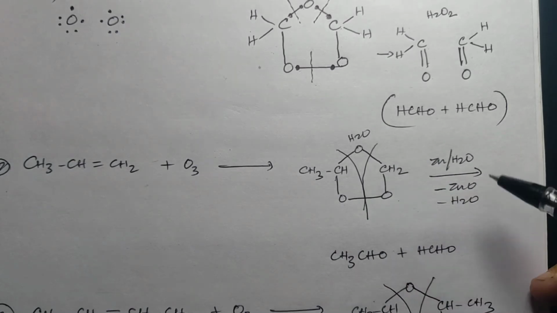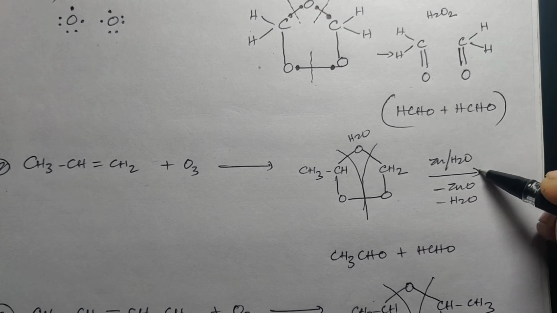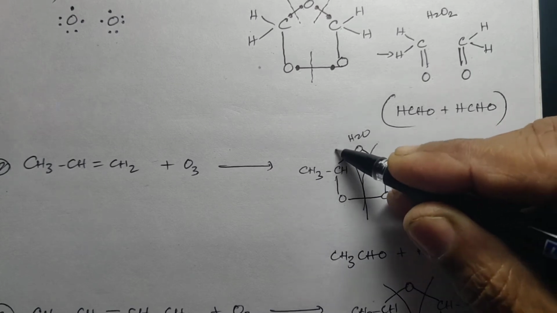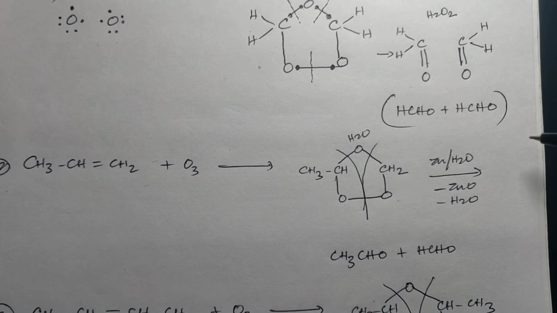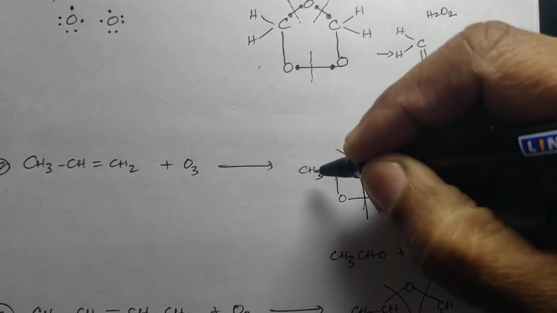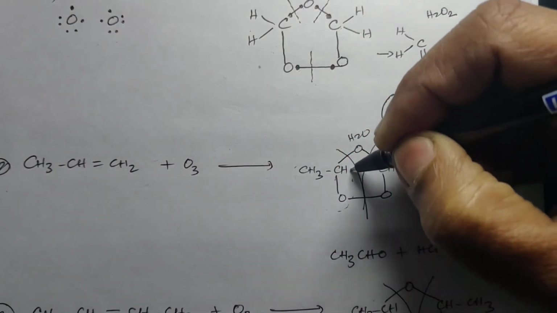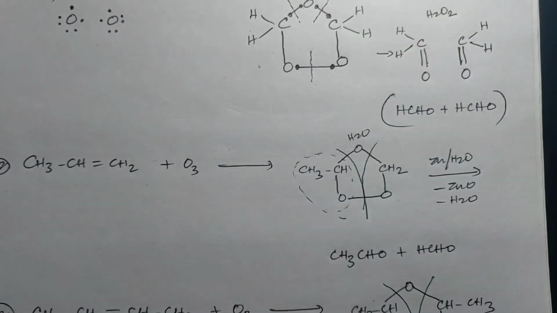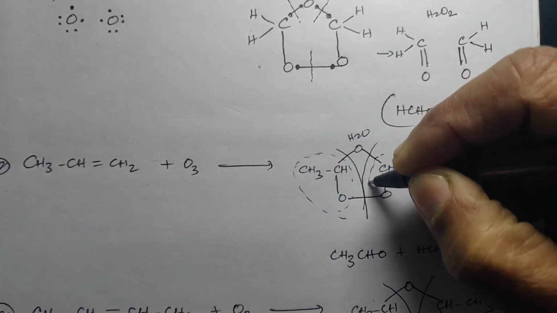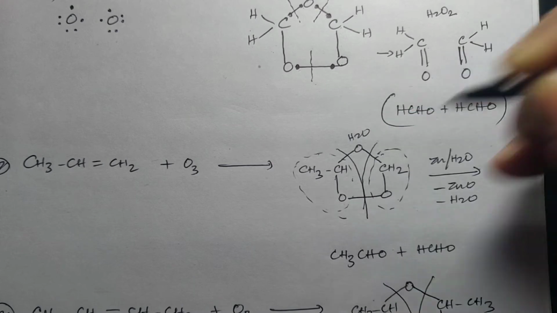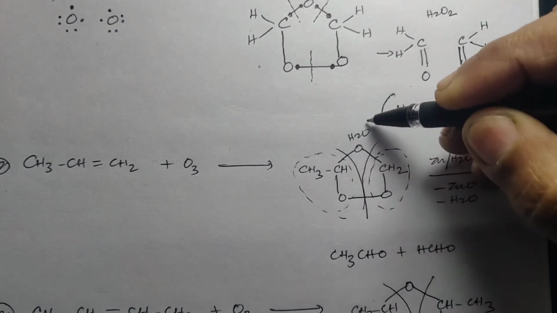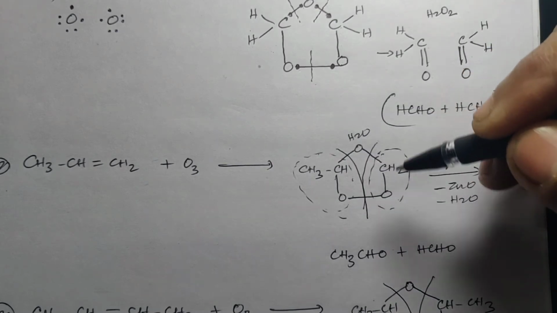Then this will undergo hydrolysis in the presence of zinc dust. Again, in the same way, show the Y-shaped cleavage. Then what will happen? This will become a molecule and this will become another product, and as usual this H2O2 will react with zinc, converting it into zinc oxide.